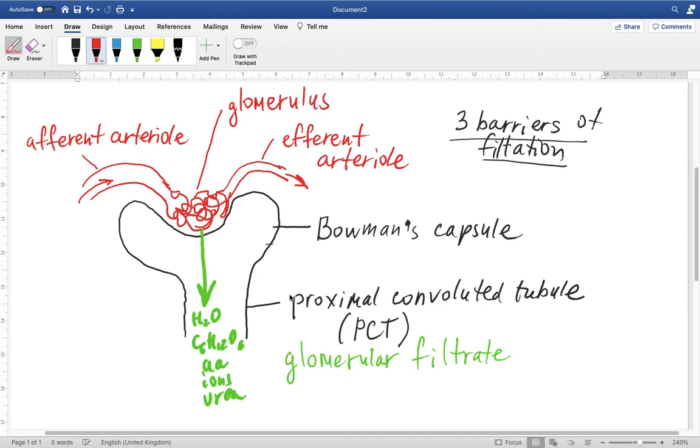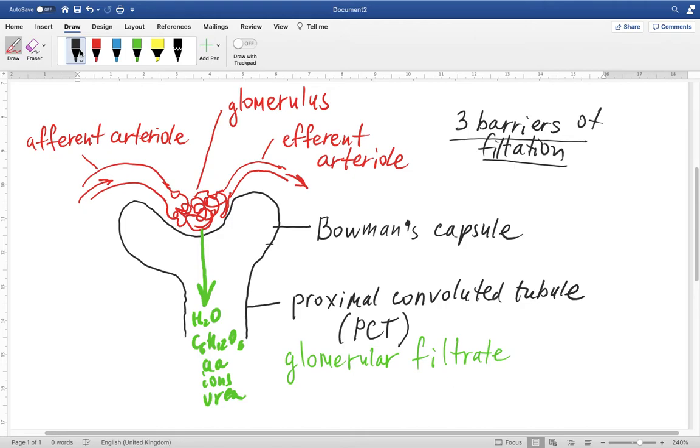Glomerulus. And hence, you remember that term I mentioned earlier, glomerular filtrate. So the glomerular filtrate is essentially named after that capillary bed, the glomerulus. Okay, so going back to the three barriers of filtration again.